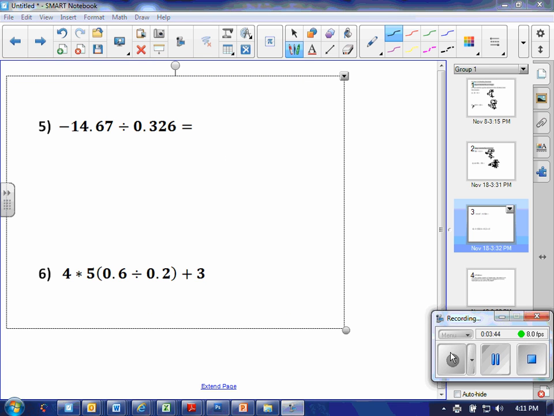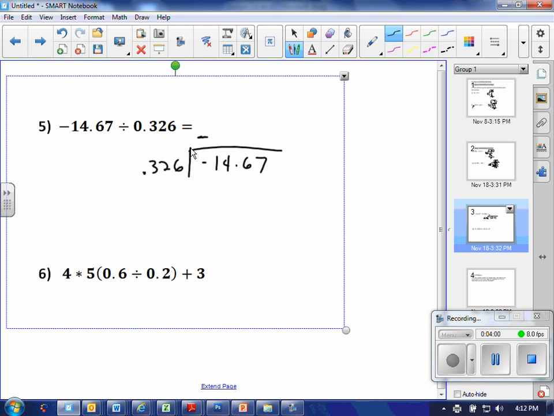Okay, so the next problem. Okay, first one goes in the house. Again, I should know right off the bat that I'm going to have a negative answer because I've got one negative in the question. So I've got negative 14.67. Again, we could ignore that negative. And I have 0.326.